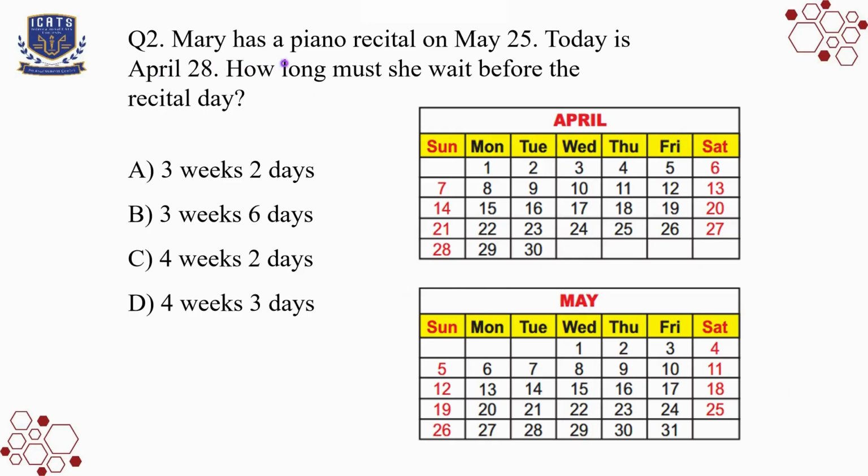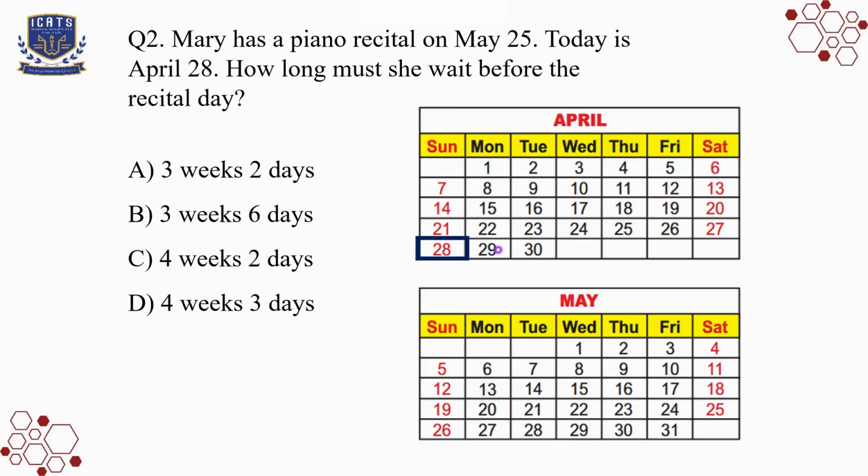Question number 2. Mary has a piano recital on May 25. Today is April 28. How long must she wait before the recital day? Option A is 3 weeks 2 days. Option B is 3 weeks 6 days. Option C is 4 weeks 2 days. And option D is 4 weeks 3 days.